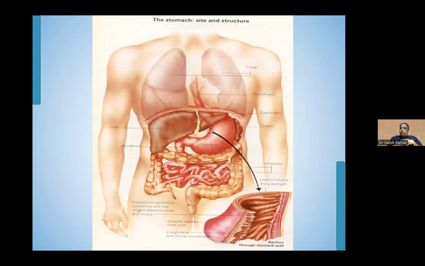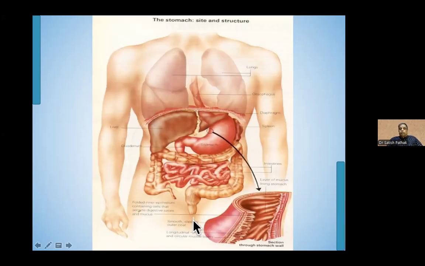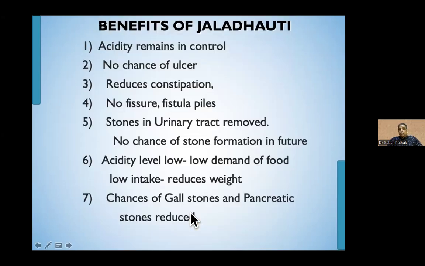So what are the benefits you have seen? You will get relief from acidity. You will not get ulcer. Then you will not get overweight. You will not get stone. Acidity remains under control. No chance of developing ulcer. Reduces constipation. If hard stool is not formed, what will happen when there is hard stool? When it comes through, it rubs the mucosa and you get fissure in ano or piles. So that problem will also not be there. No urinary stones, acidity level, low demand of food, so overweight will not be there.